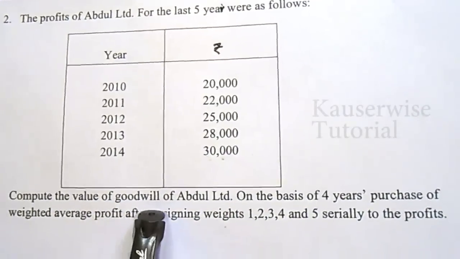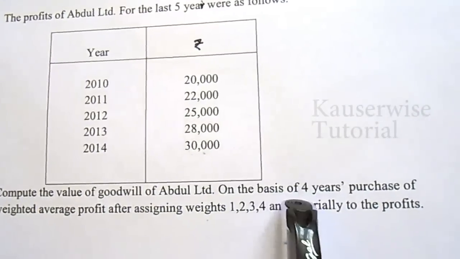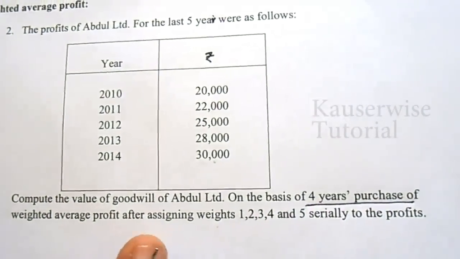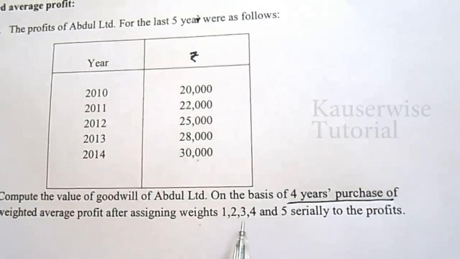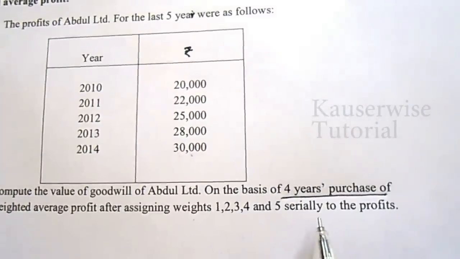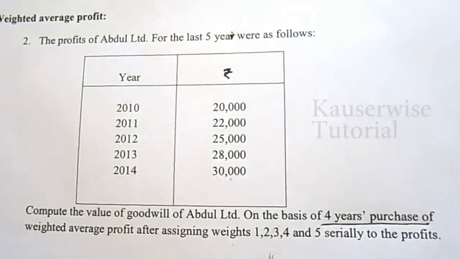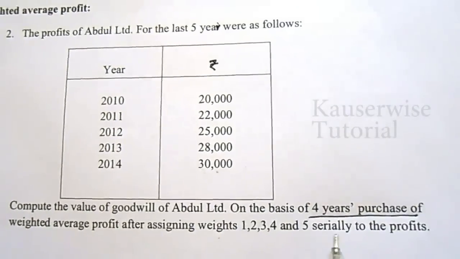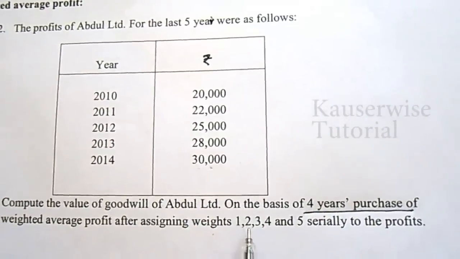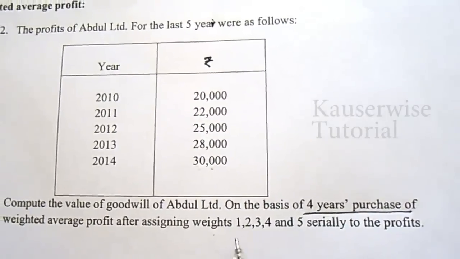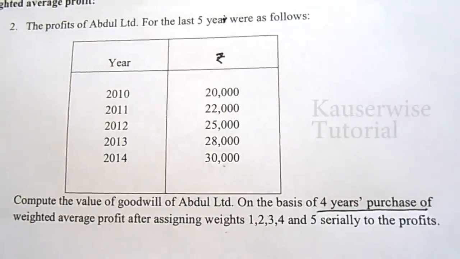Compute the value of goodwill of Abdul Limited on the basis of 4 years purchase of the weighted average profit after assigning weights of 1, 2, 3, 4 and 5 serially to the profit. According to weighted average profit, the weights will be given for each year's profit. So for the first year 1, second year 2, third year 3, fourth year 4 and the last year 5. These are the weights given in the problem.